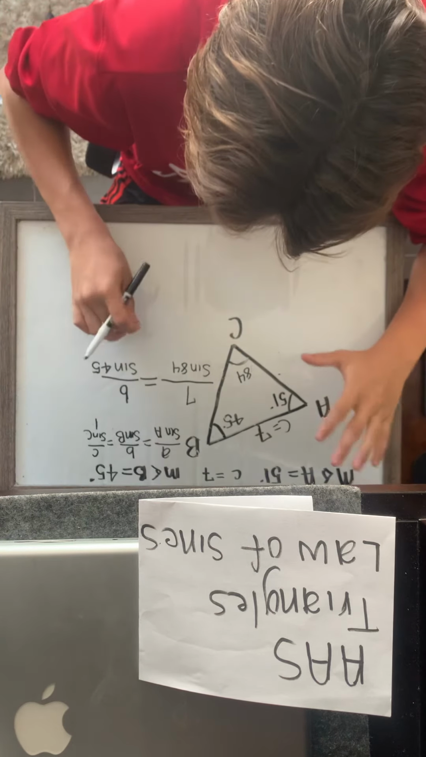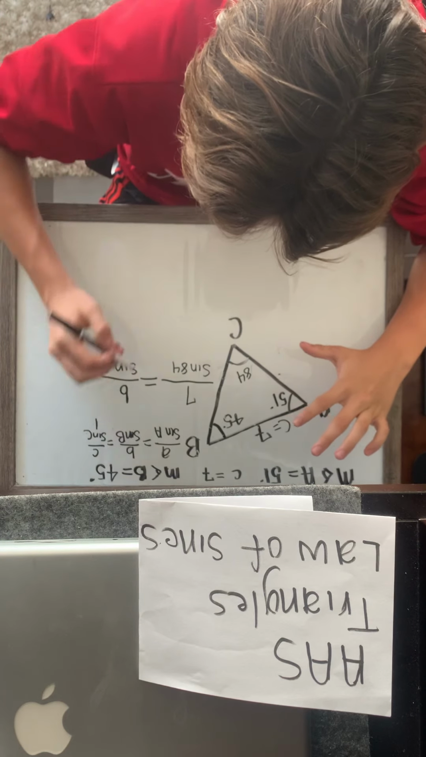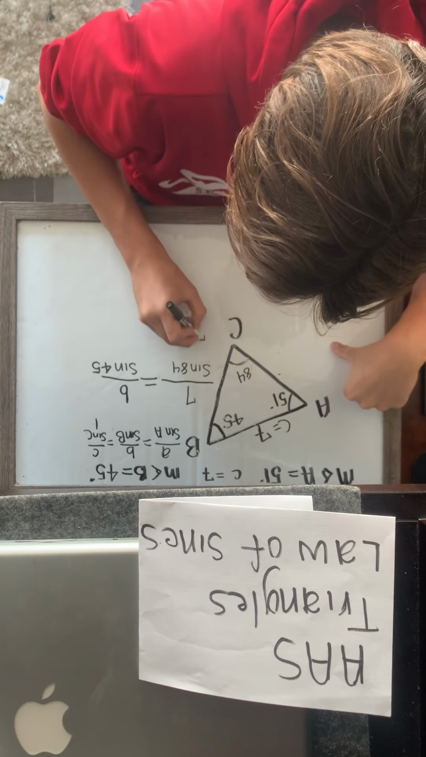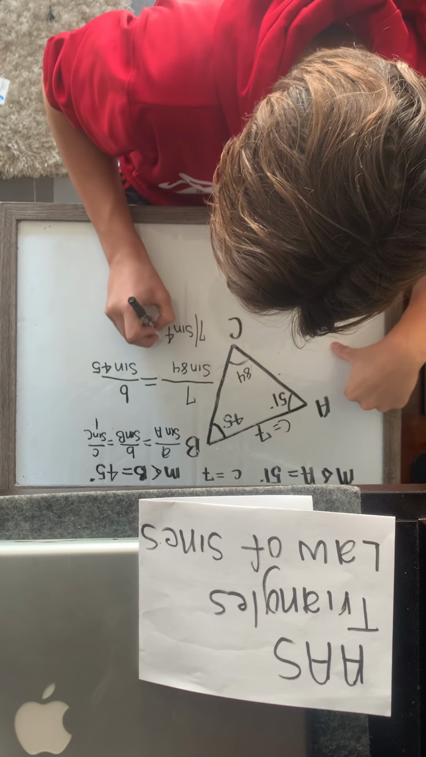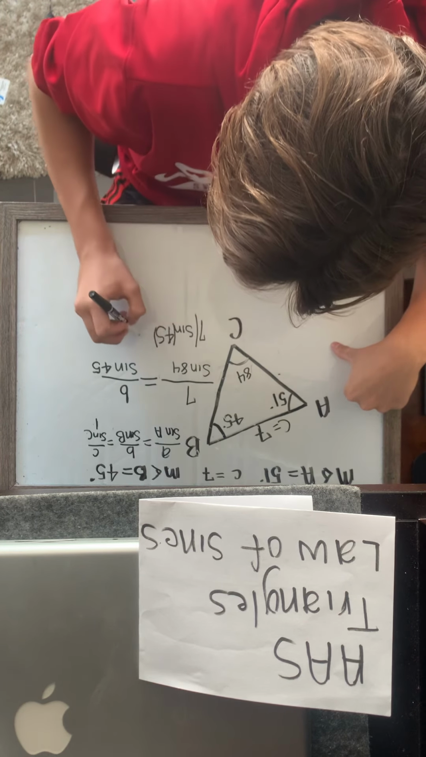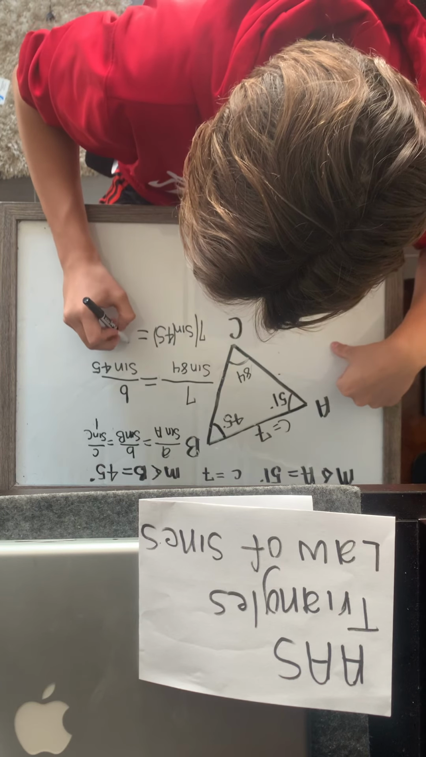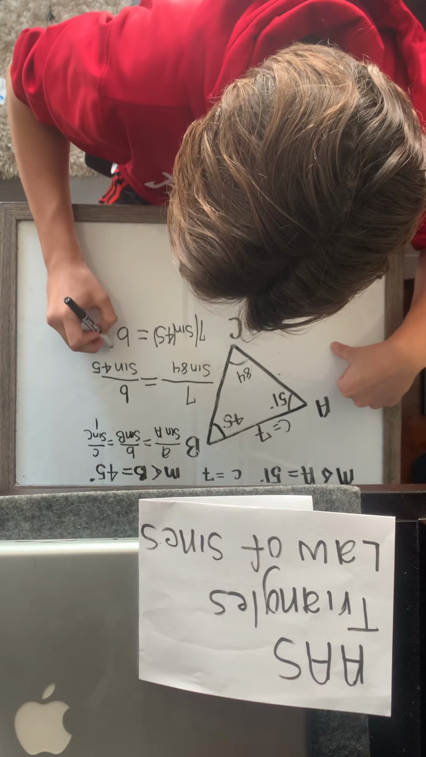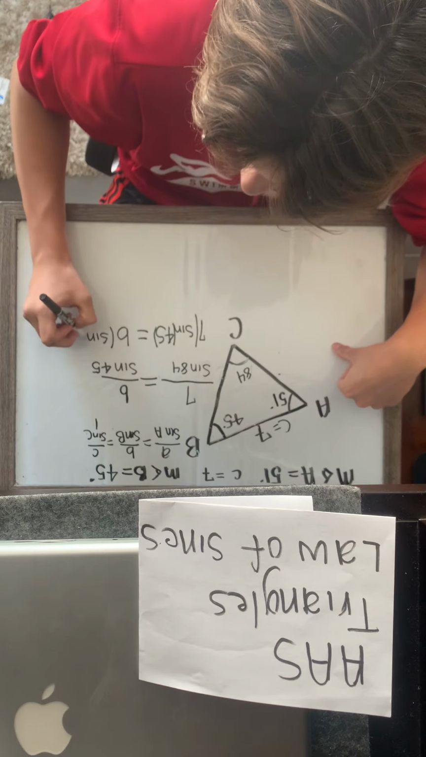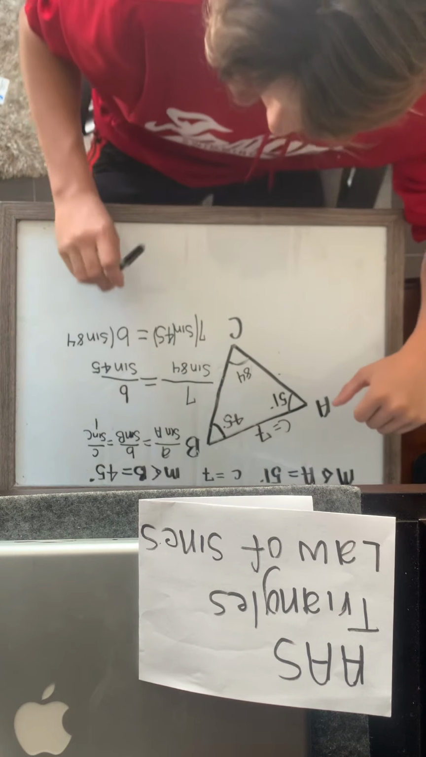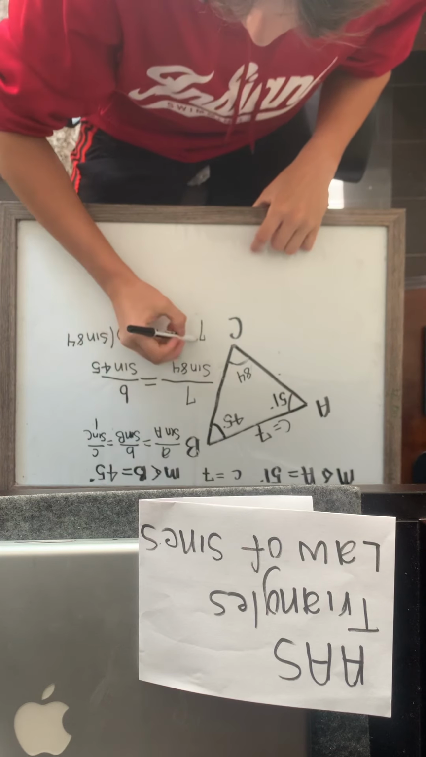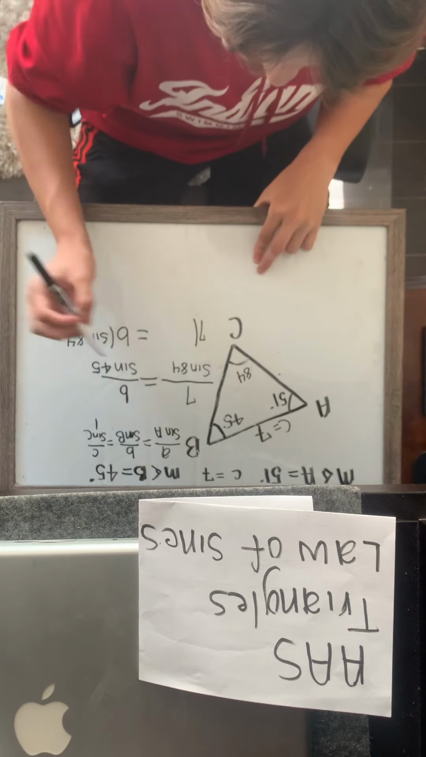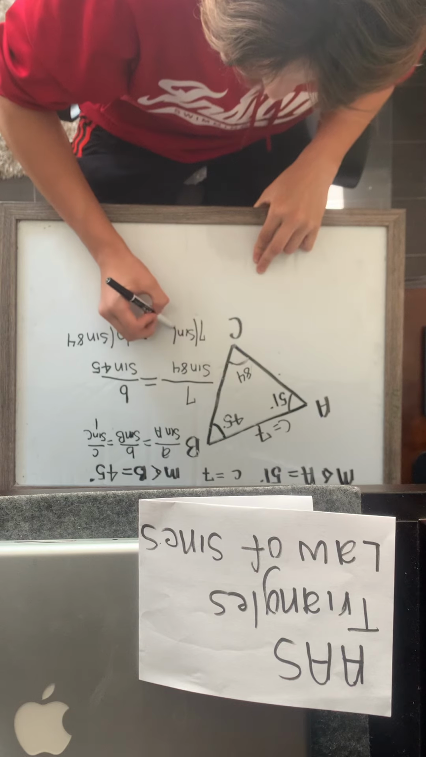So now, whenever we're using the law of sines, we're just gonna cross multiply. So we have 7 times sine 45 is equal to B times sine of 84. Let's make this more neat. Okay, 7 times sine 45.